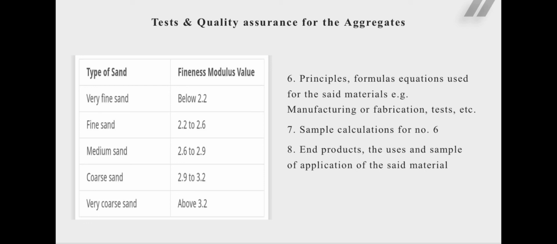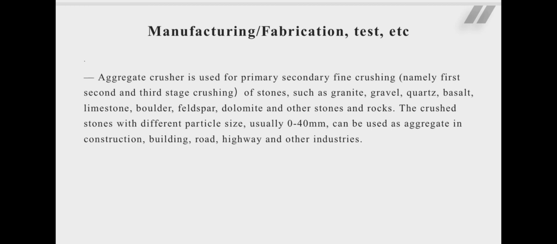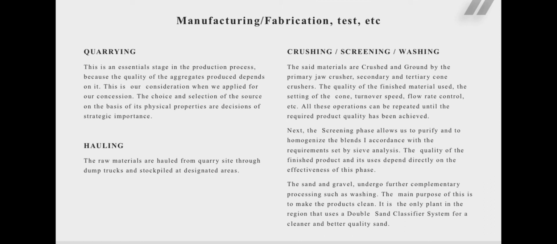Number 7, fabrication. So these are the manufacturing or fabrication tests. Crushed aggregates are produced by primary, secondary, and fine crushing of stones such as granite, gravel, quartz, basalt, limestone, boulders, feldspars, dolomite, and other stones and rocks. The crushed stones with different particle sizes, usually 0 to 40 mm, can be used as aggregates in construction, building, roads, highways, and other industries.